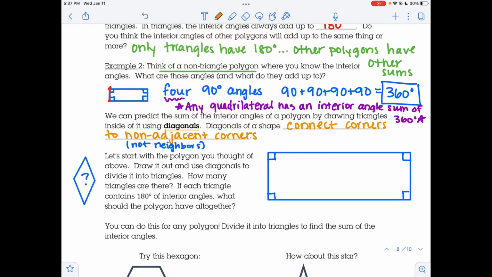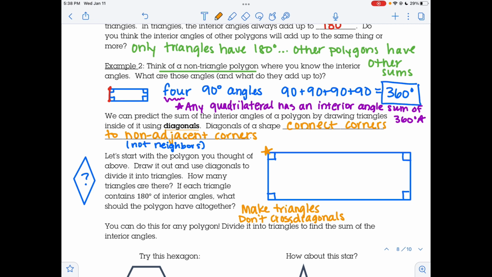So these diagonals, you start at any corner. I'm going to pick this top left corner. And we're going to draw all the diagonals that we can. Number one rule, we don't want to cross any diagonals over each other. So we're going to make triangles. But don't cross diagonals. And you'll see what I mean when we get to bigger shapes.